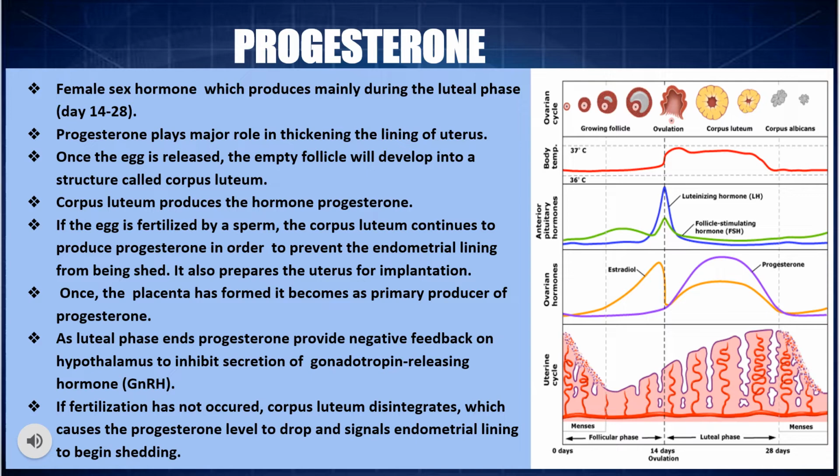Let's say if the fertilization has not occurred, the corpus luteum will disintegrate, which causes the progesterone level to drop. Thus, the endometrial lining begins to shed and a new menstrual cycle starts.